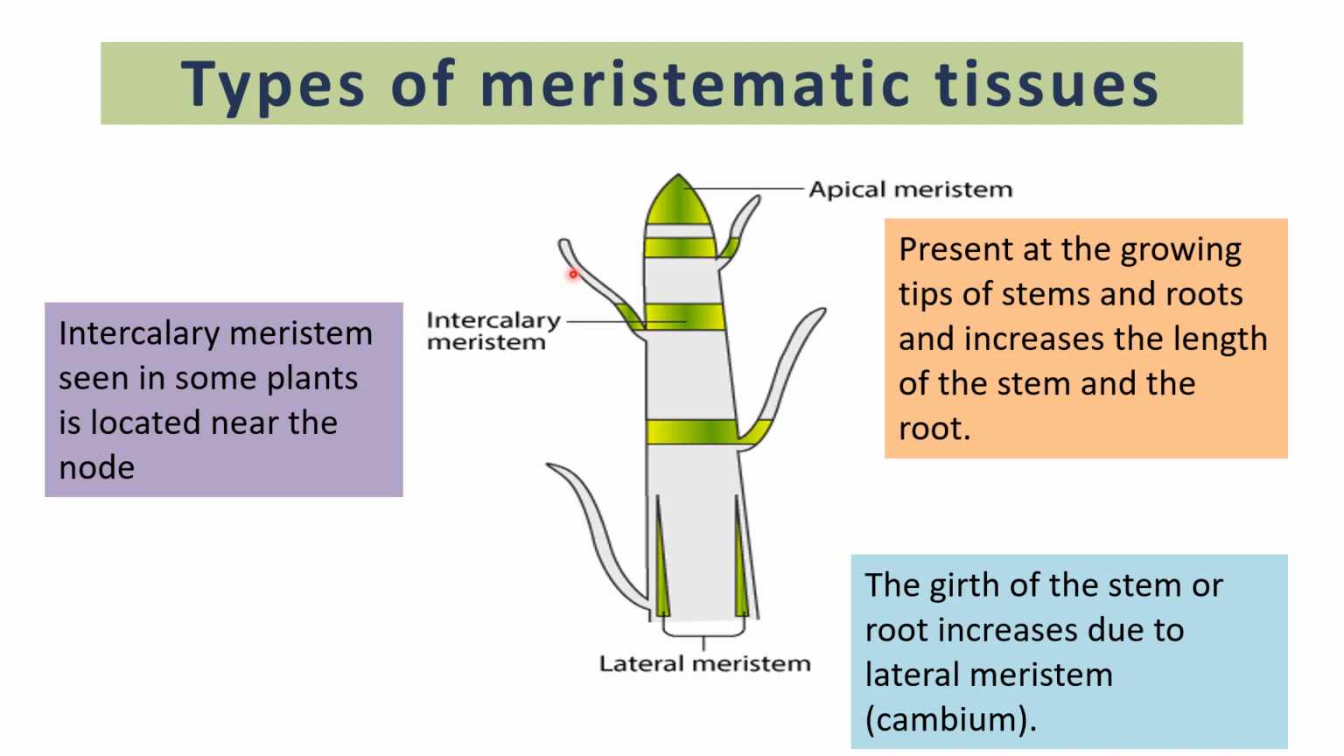Second one is intercalary meristem, that is present at the base of node in some plants, and this is also supposed to increase the height of plant by lengthening the stem. Lastly, it is lateral meristem, which increases the girth of stem or root.